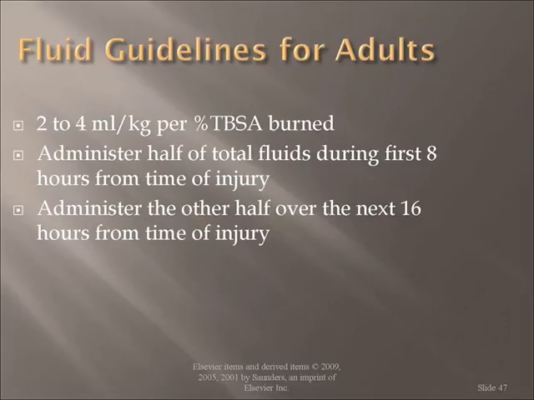So for adults, the fluid resuscitation guideline is to have 2 to 4 milliliters per kilogram per percentage of total body surface area burned. You want to administer half of the total fluids during the first 8 hours from the time of the injury. Then you're going to administer the last half over the next 16 hours. After that initial 8, the next 16.